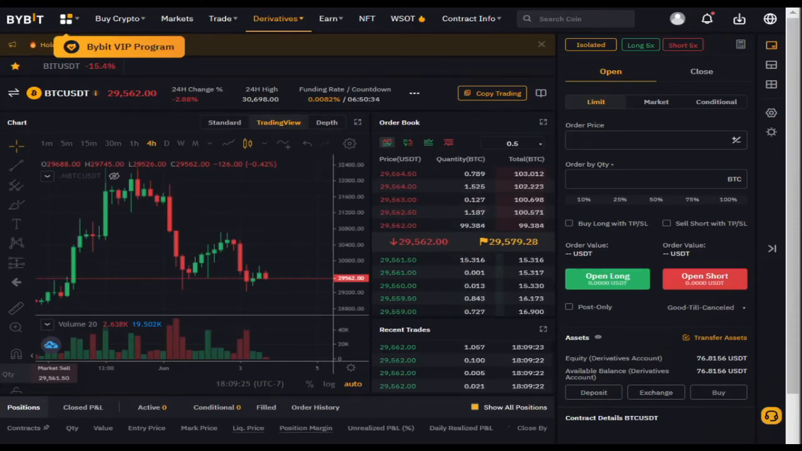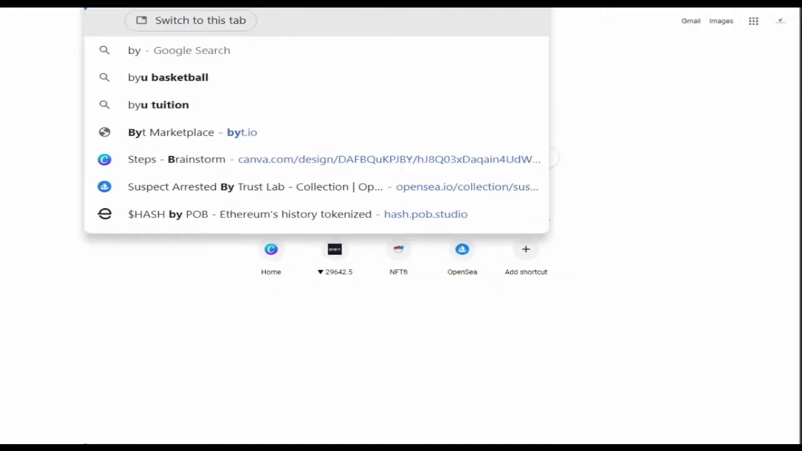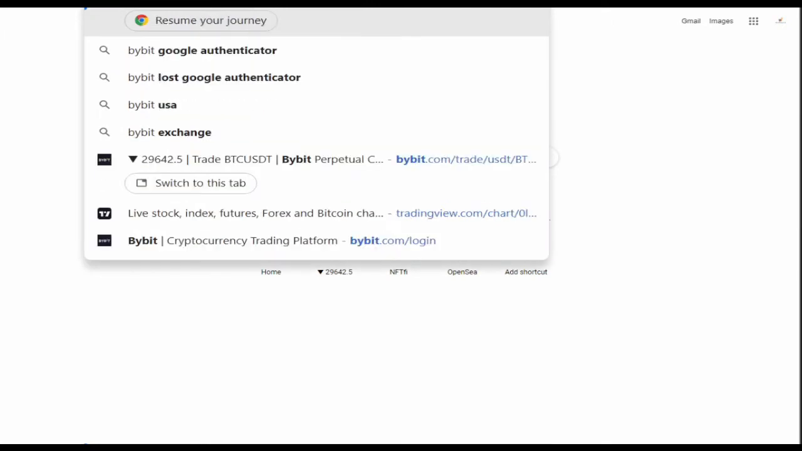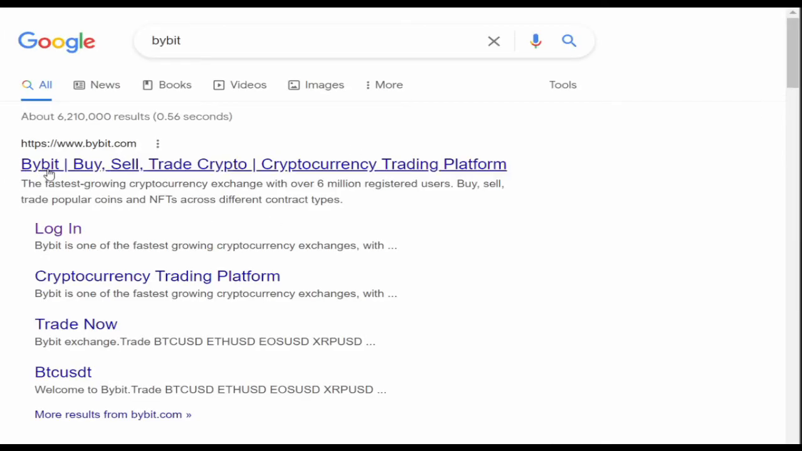And for the people that are here, let's go ahead and get into it. So this is the Bybit platform, right? Easy enough. You just search Bybit, and then you can go ahead and click there. It brings you to their homepage.